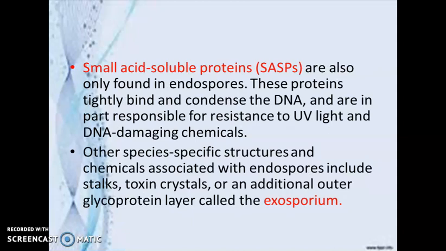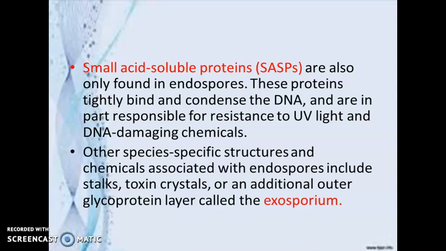Next are small acid soluble proteins or SASPs, which are also only found in endospores, and these proteins tightly bind and condense the DNA. So these are present in the core and are responsible for providing resistance to UV light and DNA damaging chemicals. It protects the DNA from the damaging chemicals by tightly forming a bond or covering of small acid soluble protein.